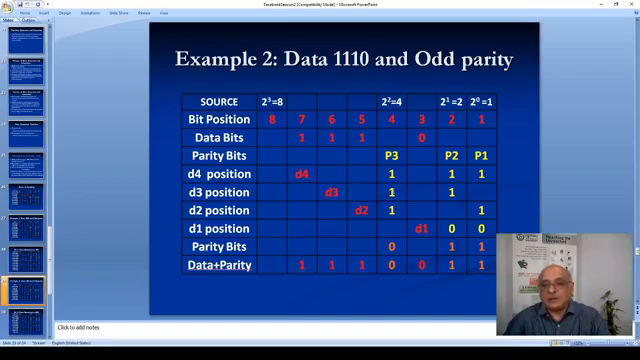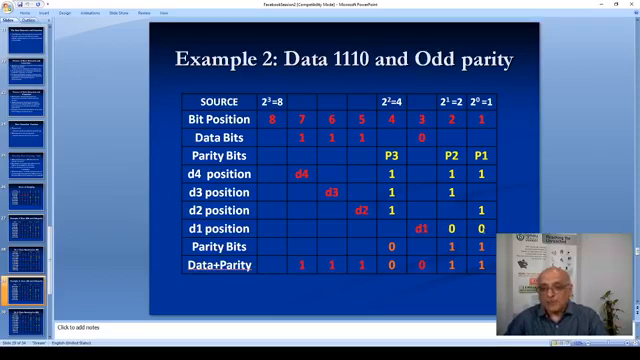D3 will contribute to P3 and P2. So in both the cases, since D3 has data value 1, the 1 value is reflected at both the places. D2, once again 1, so both the places 1. D1 happens to be 0, so at both the places value 0.